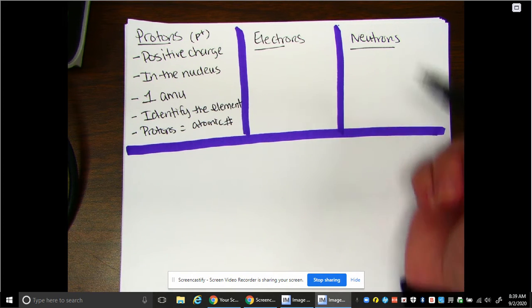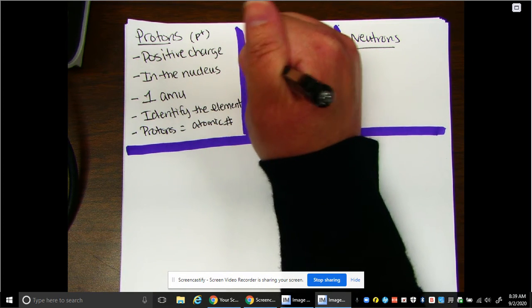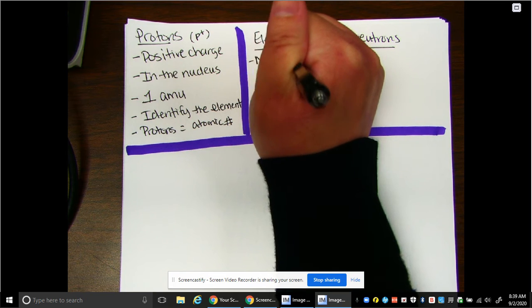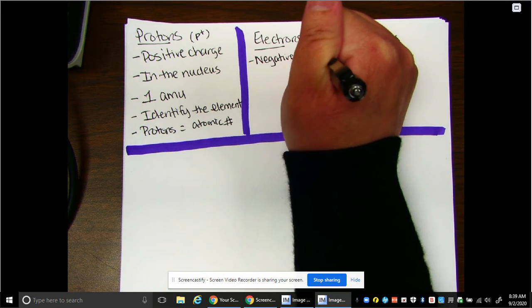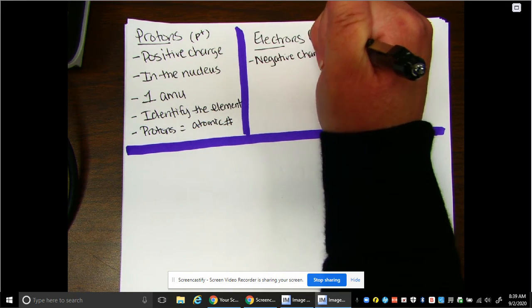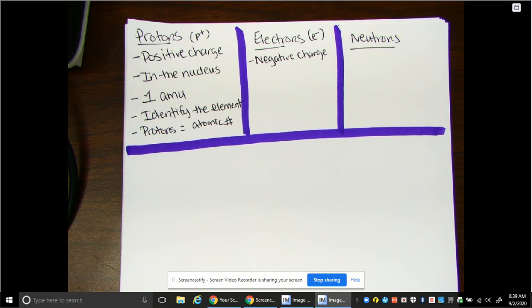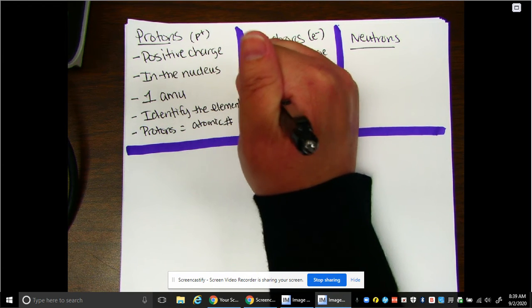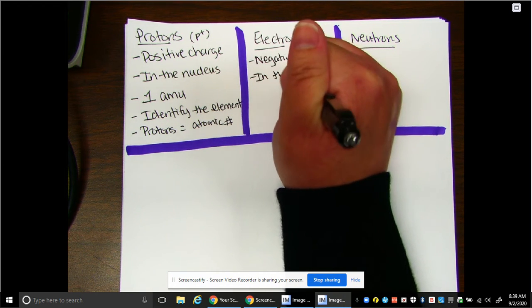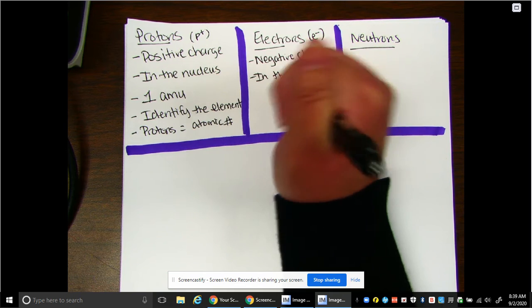Let's pop over to electrons. So electrons, negative charge, represented by lowercase e with a minus sign, negative charge. They're not in the nucleus, they're in their own cloud. They're in the electron cloud.